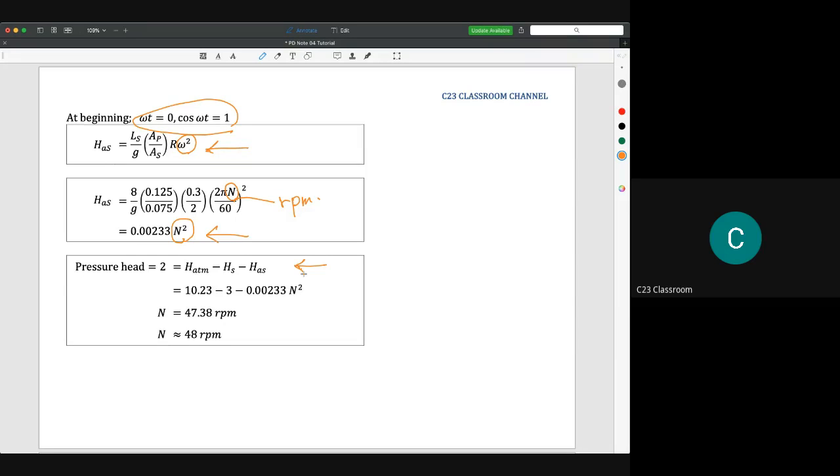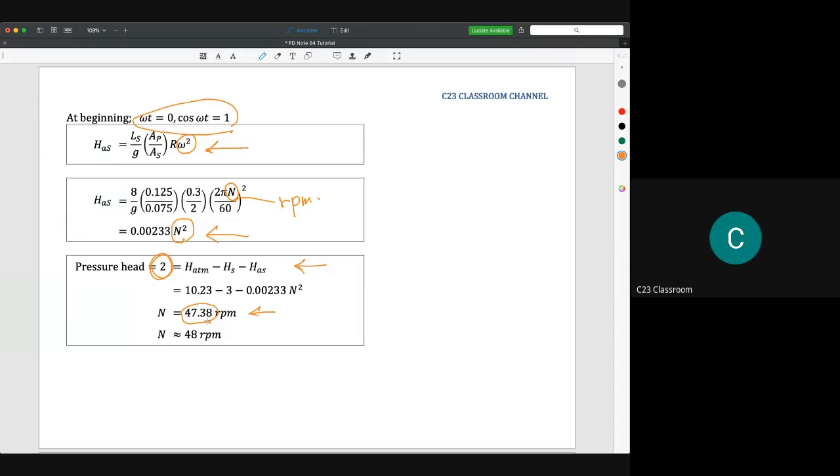So from the question, we know that the safe minimum pressure is 2 meters. So we substitute in the equation, and then we get RPM is around 47.38 RPM. And usually if you talk with engineers, sometimes they round up the value. So the rule of thumb for us to round the value of RPM is, whether the fraction is less than 0.5 or more than 0.5, you are advised to round up to the next value.